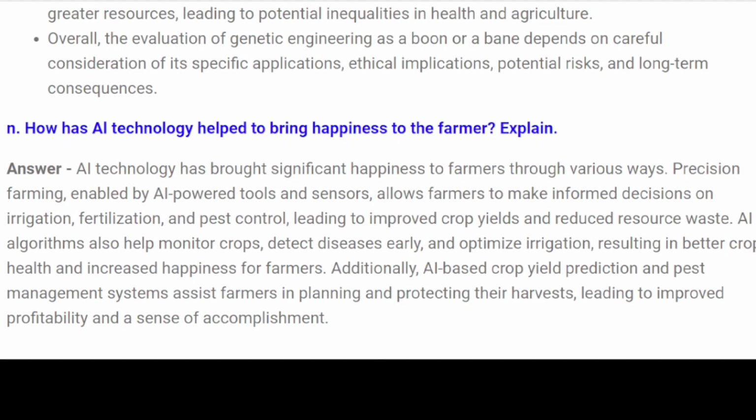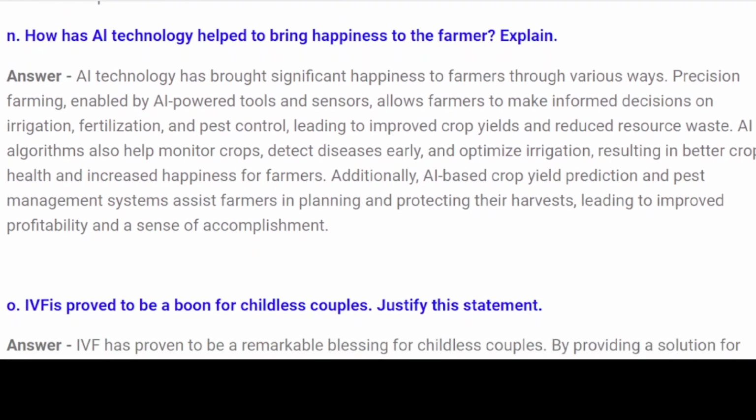Precision farming, enabled by AI-powered tools and sensors, allows farmers to make informed decisions on irrigation, fertilization, and pest control, leading to improved crop yields and reduced resource waste. AI algorithms also help monitor crops, detect diseases early, and optimize irrigation, resulting in better crop health and increased happiness for farmers. Additionally, AI-based crop yield prediction and pest management systems assist farmers in planning and protecting their harvests, leading to improved profitability and a sense of accomplishment.